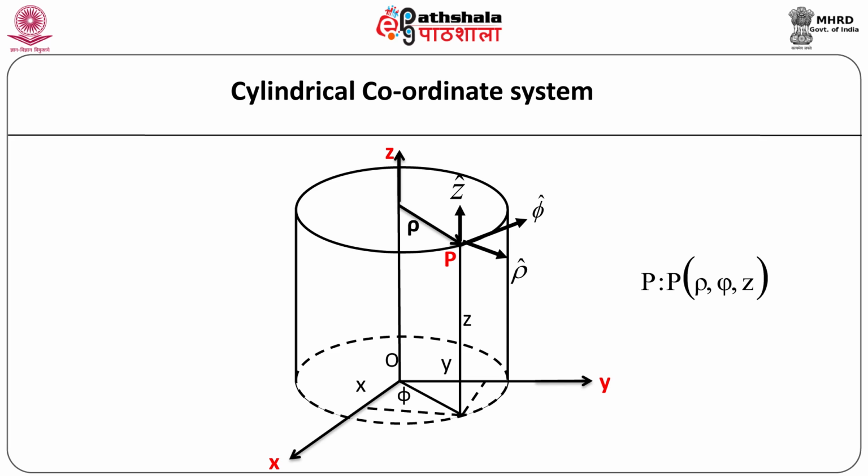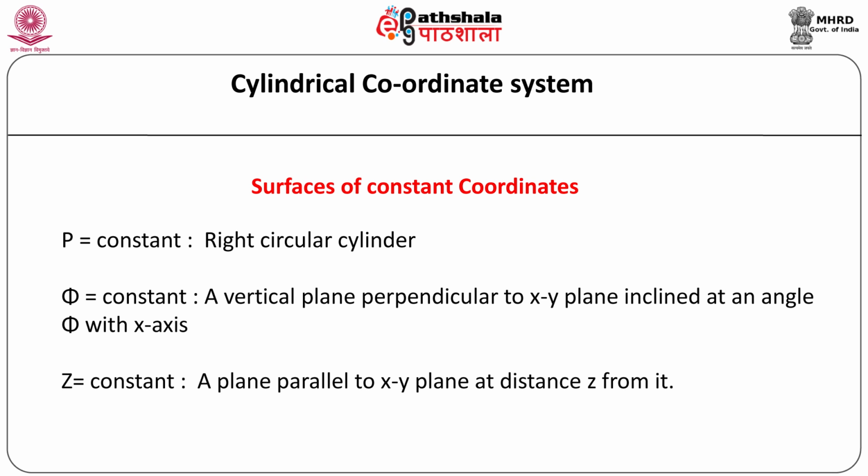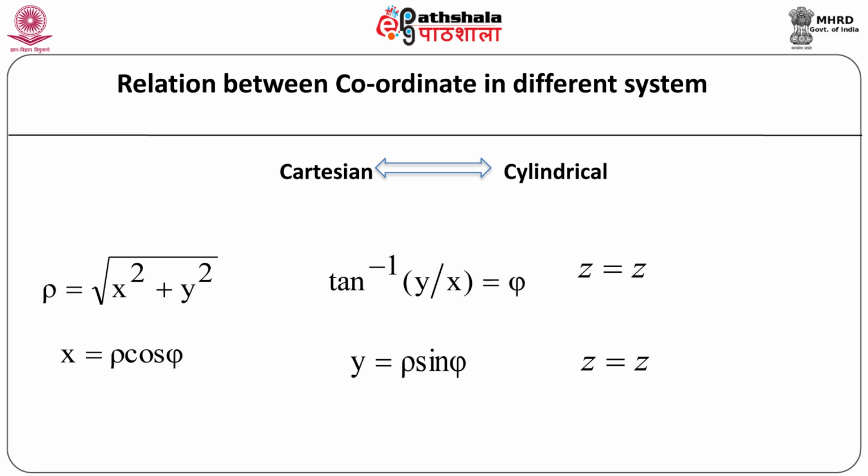In the last coordinate system, namely cylindrical coordinate system, the coordinates of point P are rho, phi and z. Rho is the distance of point P from z axis, z is the height or depth of P from xy plane and phi has the same meaning as that in spherical coordinate system. Here rho equal to constant generates a right circular cylinder, while constant values of phi and z generate planes. Relation between coordinates of a point in rectangular and cylindrical system can be obtained using simple trigonometrical manipulations.